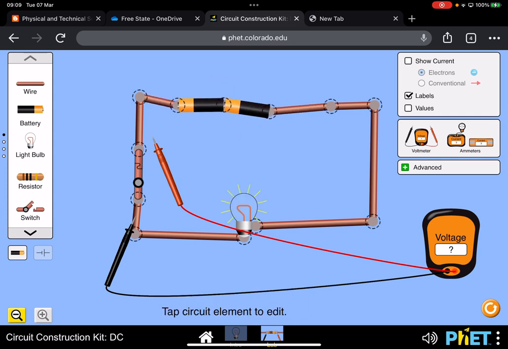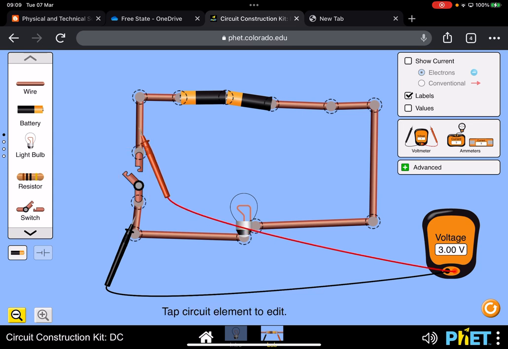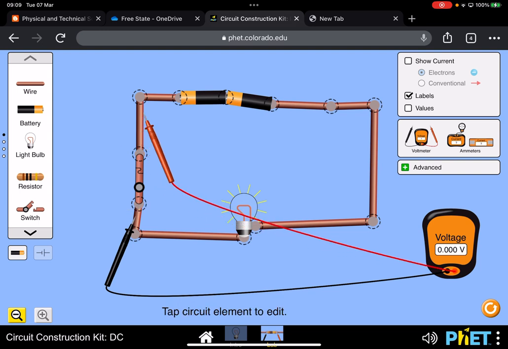Okay. Now I have 2 batteries in there, 2 cells. When the switch is open, what's the reading? 3. When the switch is closed, what's the reading? 0. Then how's that possible? I was waiting for someone to ask that question.